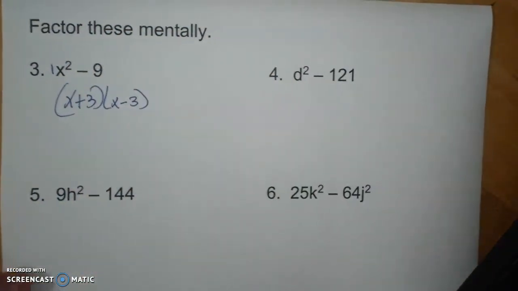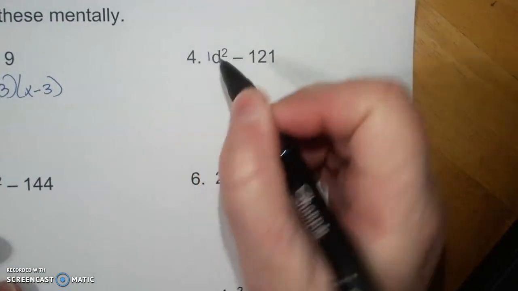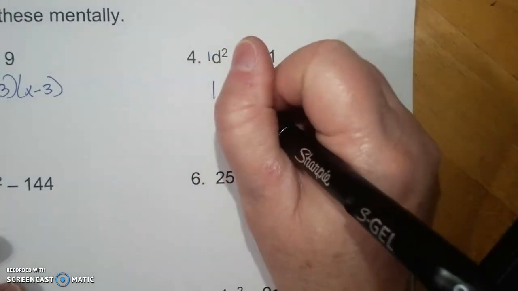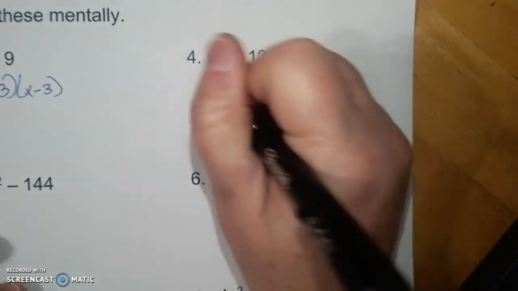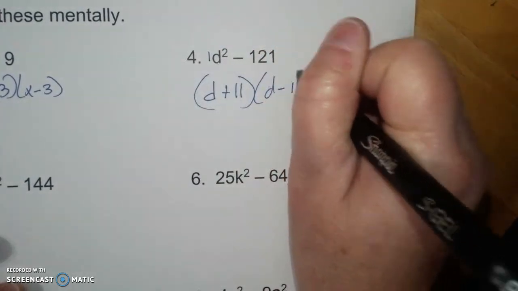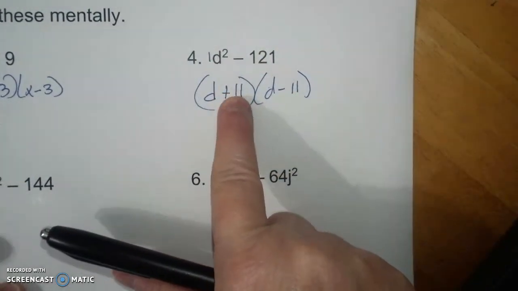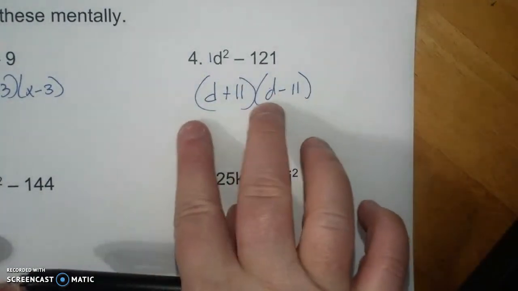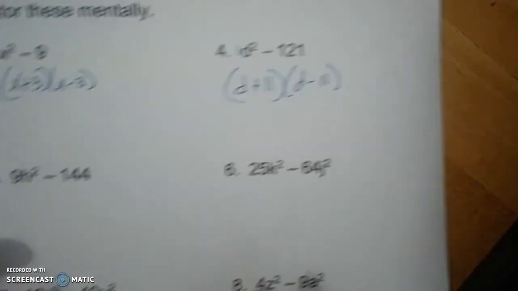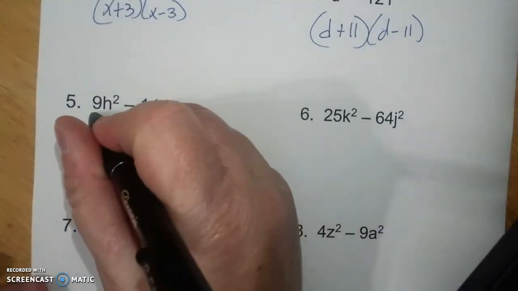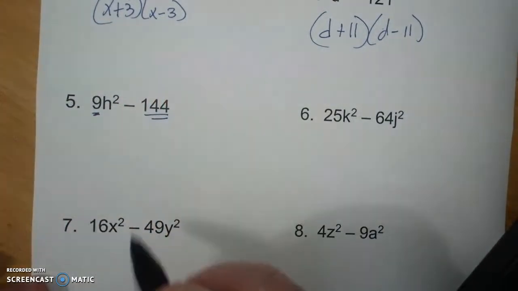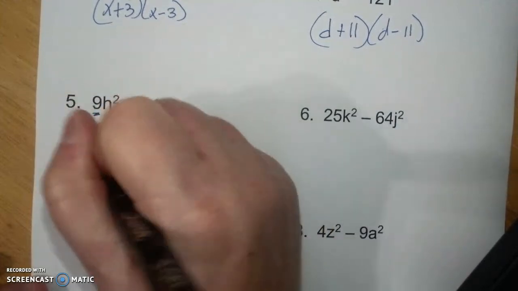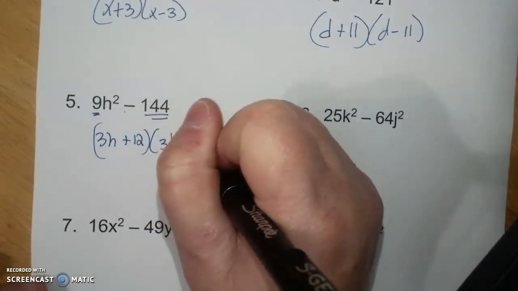There's your answer. Is 1 a perfect square? Yes. Is 121 a perfect square? Yes. 11. So it's D plus 11, D minus 11. Now, check your rainbows, your inner rainbows. 11D minus 11D, middle term disappears. D squared minus 121. Is that a perfect square? Yes. Is that a perfect square? Yes. Is there a difference? Yes. 3H plus 12, 3H minus 12.